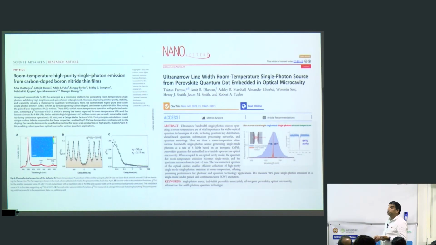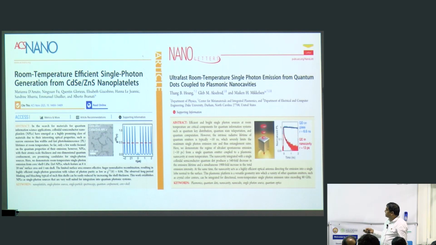So it would be good if we can have a room temperature single photon source. And these days, there are very nice articles coming in Science Advances. There are several papers also. They are talking about carbon-doped boron nitride, and perovskite quantum dots. We are hearing all these things. They have applied cadmium selenide and zinc sulfides. So they are also working on room temperature single photon emission. So the field is emerging.